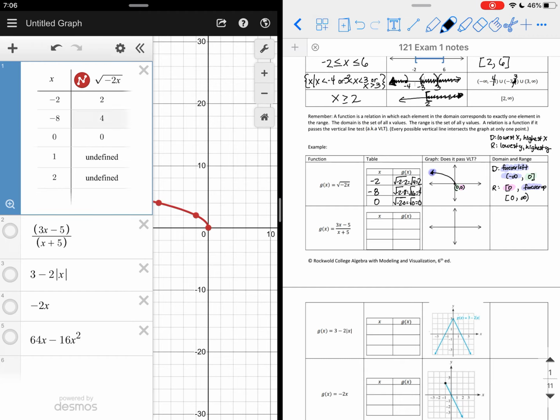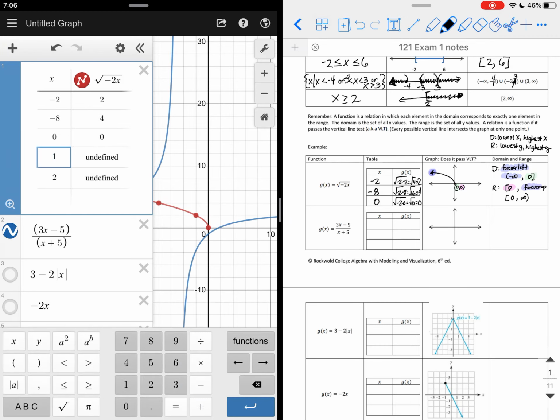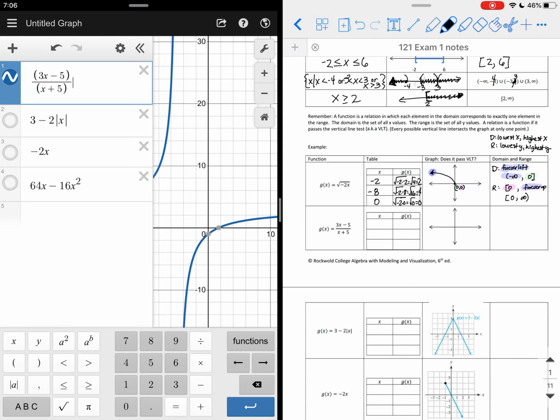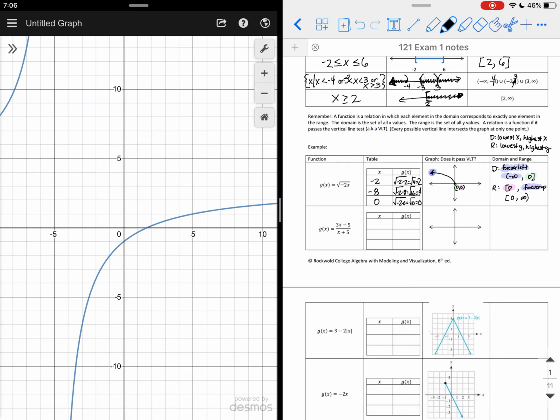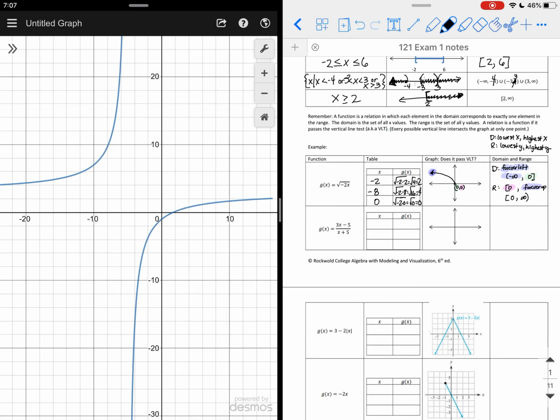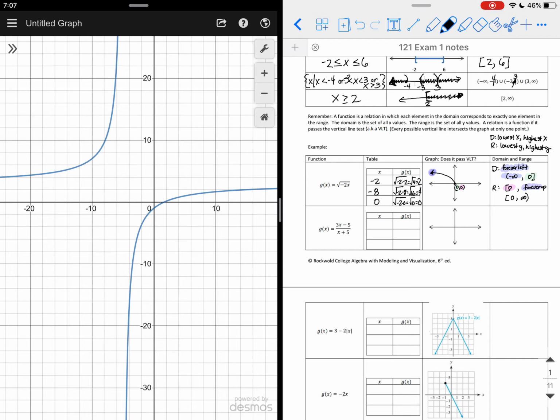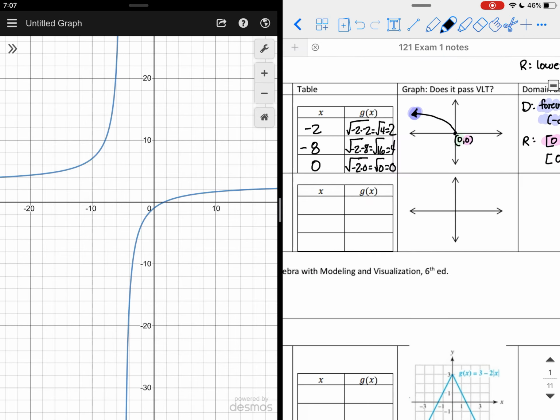So I'm not going to graph this one. I'm going to graph this one now. I don't want to graph this one. Okay, so this one looks something like this. So it looks like at -5 we have a vertical asymptote. So I'm going to zoom in here.